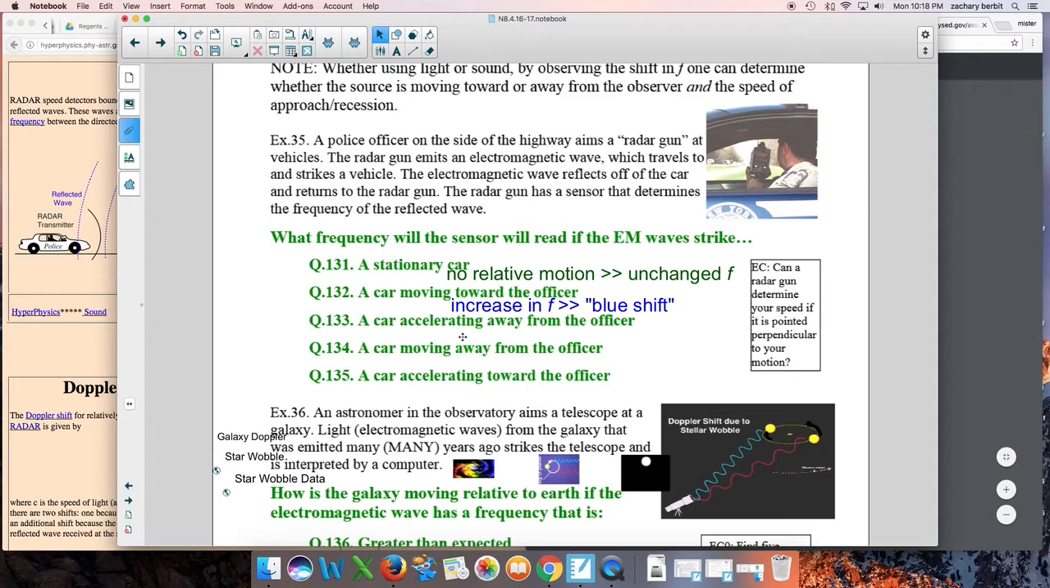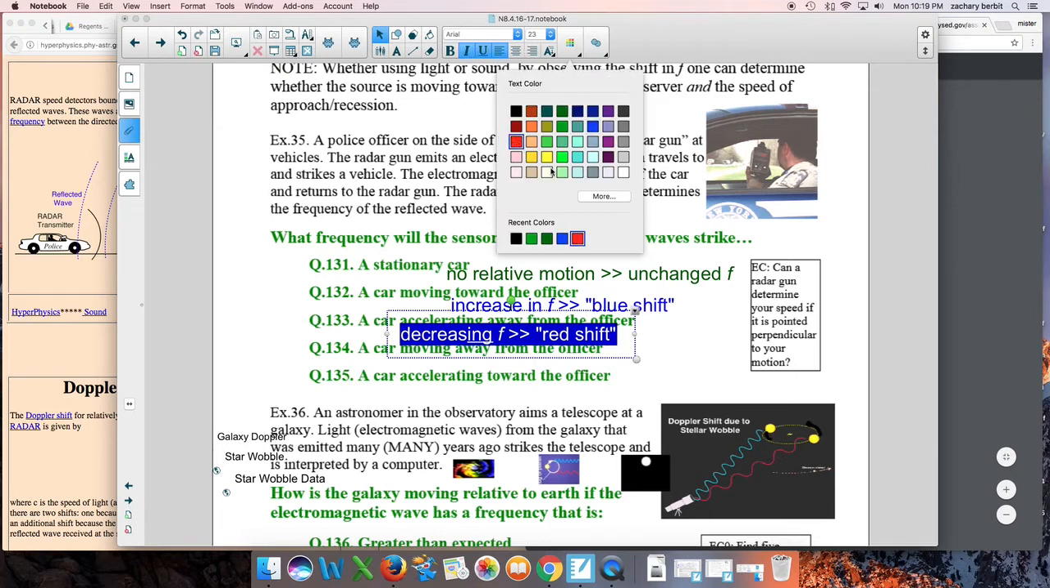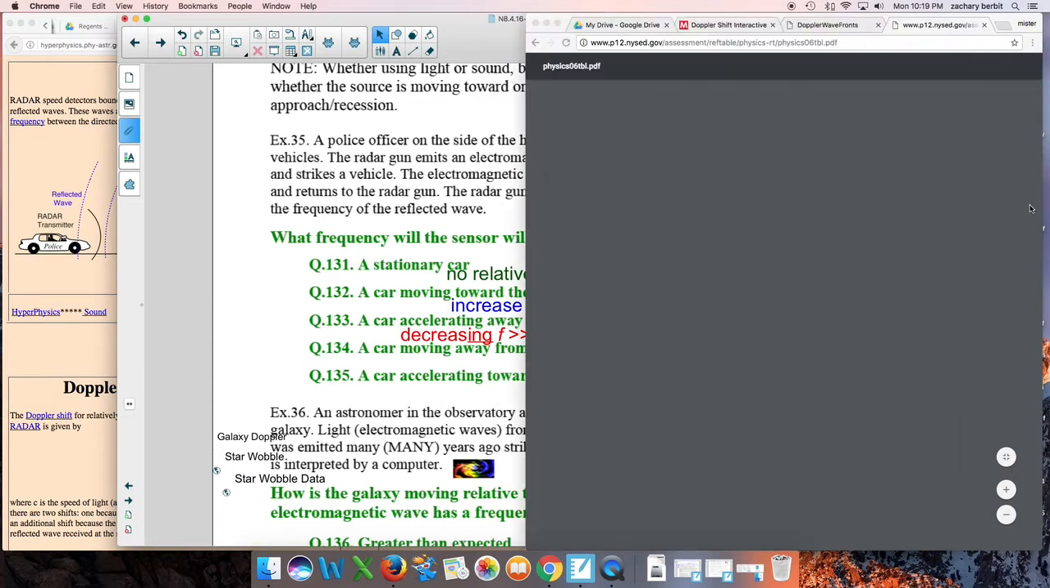Now, if a car accelerates away from the officer, well, first off, it's moving away. So you're going to have a decrease, not an increase, but a decrease in frequency, except this is not just a decrease. The car is accelerating away. So this is decreasing frequency, meaning it is becoming not only lower frequency, but continuing to get even lower still. We call this instead, the lower frequency color, red. We call this a red shift. So we'll make that red.